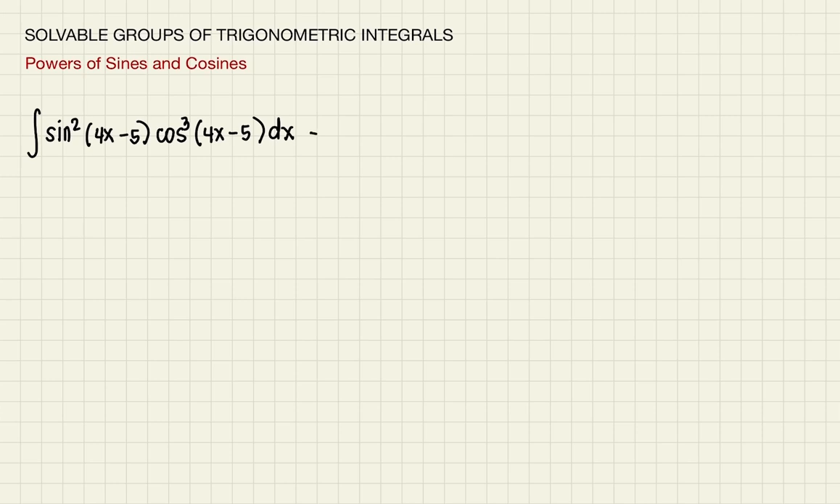So what we will do is to simply copy the function with an even exponent, so that's sine squared of 4x minus 5, and subtract 1 from the odd exponent. So we have 3 here as an odd exponent. We're going to subtract 1. So that would make it cosine squared of 4x minus 5. So remember, we are not going to change the given. We're just going to express it differently.